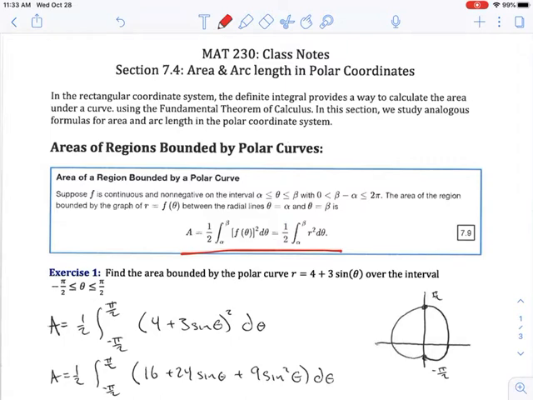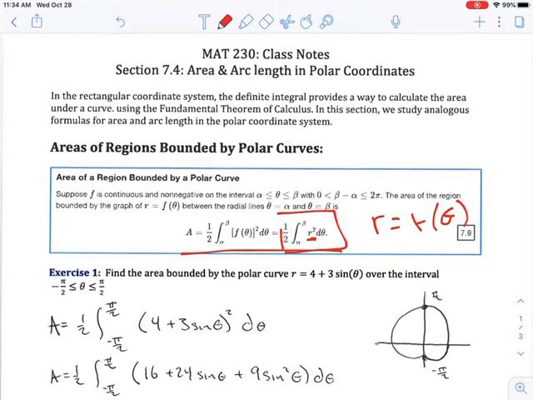The area is equal to 1/2 the integral from alpha to beta of our polar function f of theta squared d theta. That can also be rewritten, because r is a function of theta, as r squared d theta.